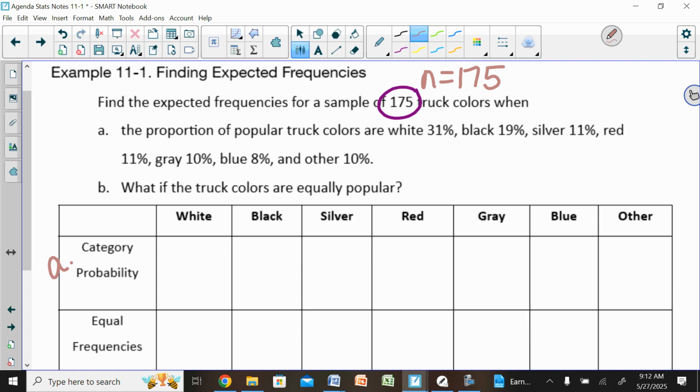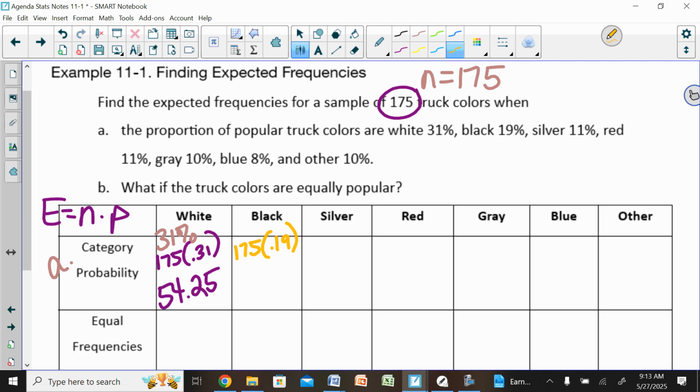So we know that 31% of our sample should be white. So we're going to take that and we're going to do n times p. So our sample size is n, and our probability or proportion for this particular category is 31%. So 175 times 0.31 gets us an expected value of 54.25. So we'll do that for each one of these. Black trucks are 19%, so 175 times 0.19, we get an expected number of black trucks of 33.25.